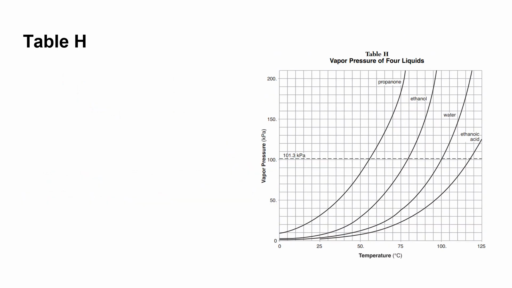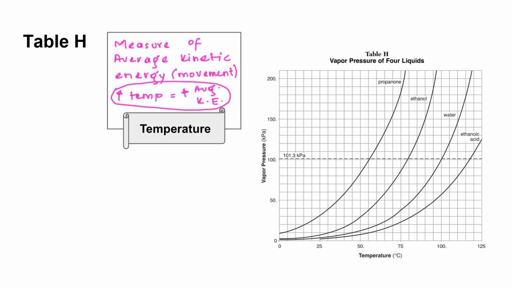So the last thing that we want to talk about in terms of table H is the relationship between vapor pressure and temperature. Before we do that, let's very quickly talk about what is temperature. So temperature is defined as the measure of average kinetic energy. And remember, kinetic energy comes from the movement. So if something has a very high temperature, then that means this thing has a very high average kinetic energy, which means the particles are moving very, very fast.